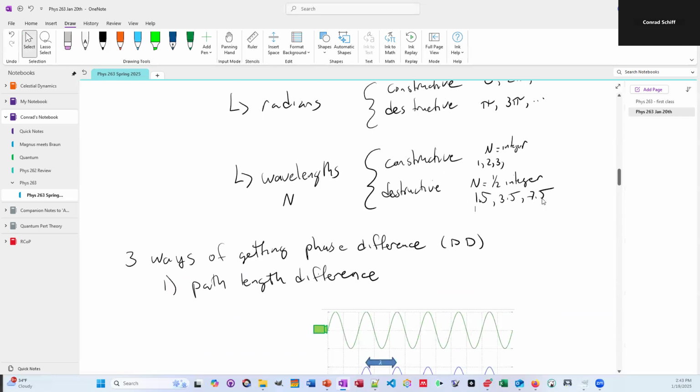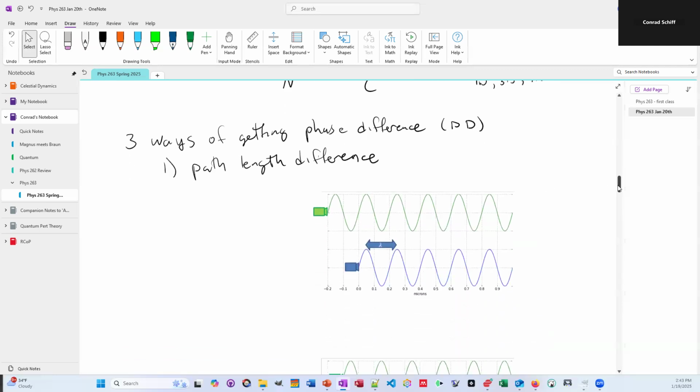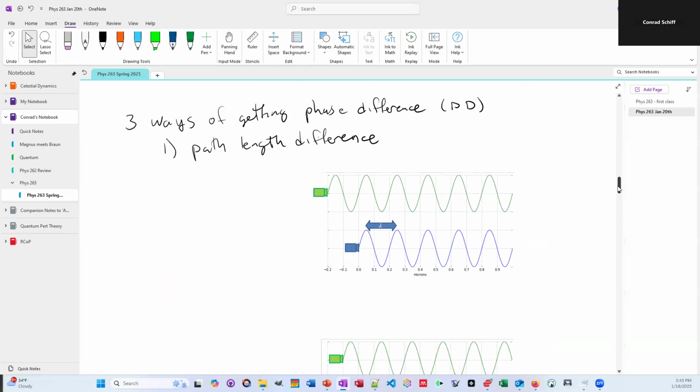Now, there are three ways of getting phase difference. I will always use the abbreviation PD for phase difference. I think sometimes your book uses it for path difference and sometimes for phase difference interchangeably, so just be aware of that. Here's an example of a path length difference.